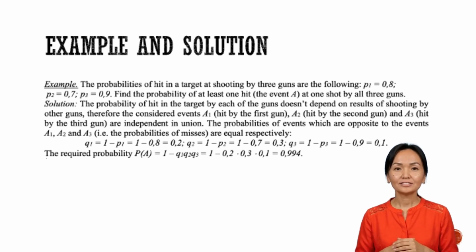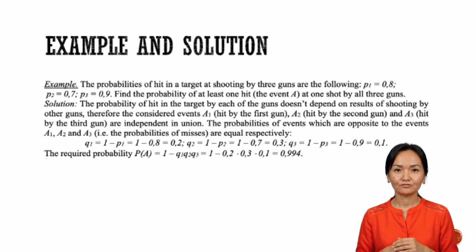Suppose we have 3 guns firing at a target, and the probabilities of hitting the target are 0.8 for the first gun, 0.7 for the second gun, and 0.9 for the third gun. We want to find the probability of at least one hit when all 3 guns fire once. The key insight is that each gun's performance is independent of the others. So we first calculate the probabilities of each gun missing.